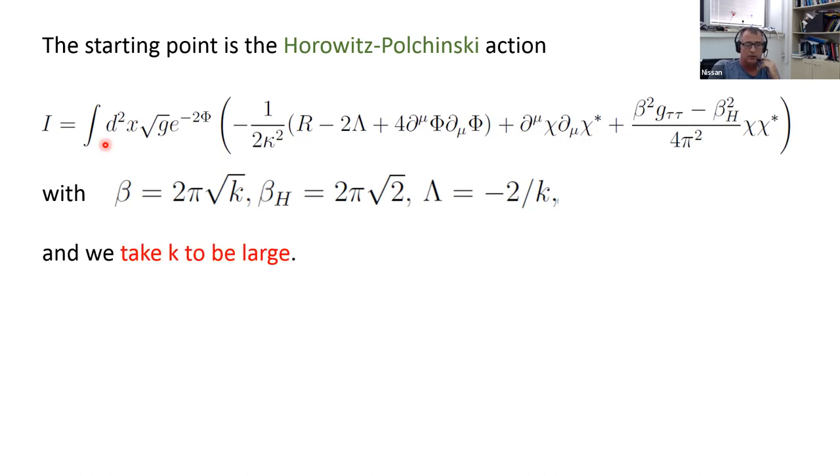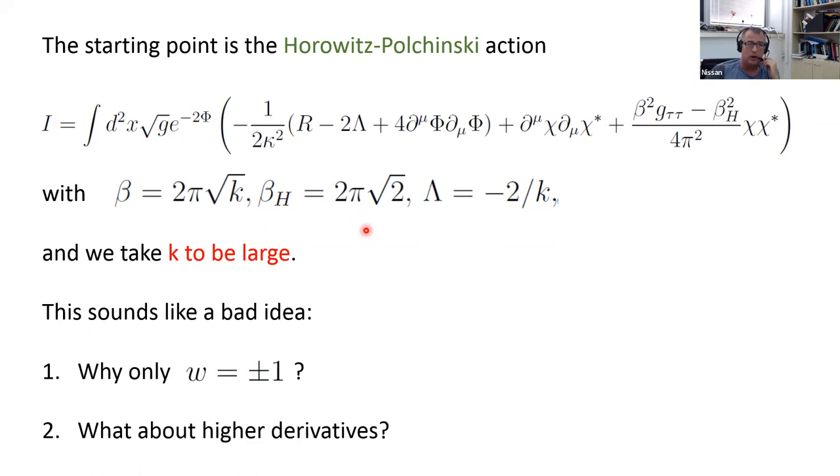What we would like to do is to consider that action when K is large. When K is large, it means that the black hole temperature is much, much smaller than the Hagedorn temperature. And this is what we are going to do in this talk. Immediately you should think to yourself that this sounds like a very bad idea. There are at least two ways to convince yourself that this is not something that you would normally like to do.